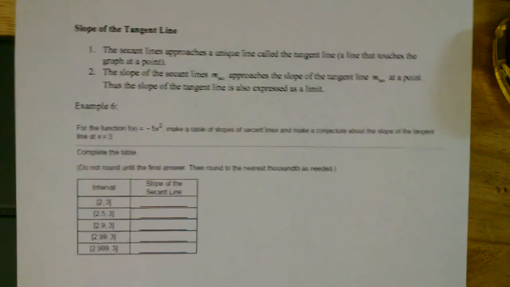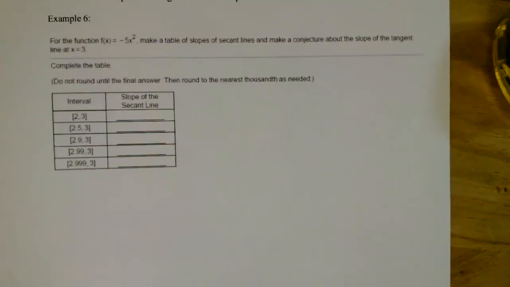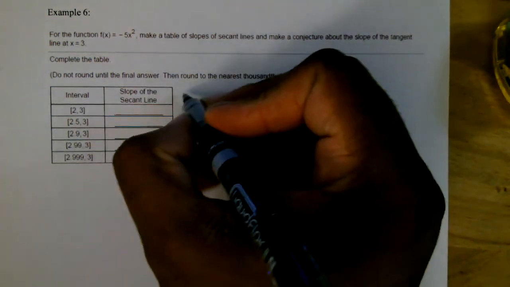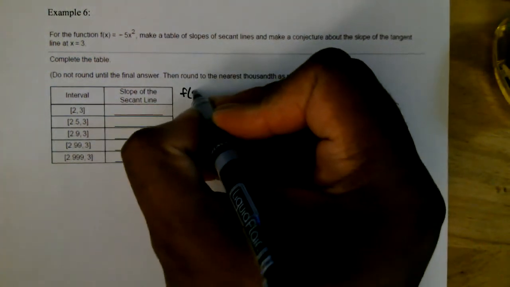All right, so now let's take a look at this example, number 6. Let's say I have the function f of x equal to -5x squared. I'm going to make a table of slopes of secant lines and make a conjecture about the slope of the tangent line at x equal to 3. All right, so let's start with finding out what f of 2 is and f of 3.